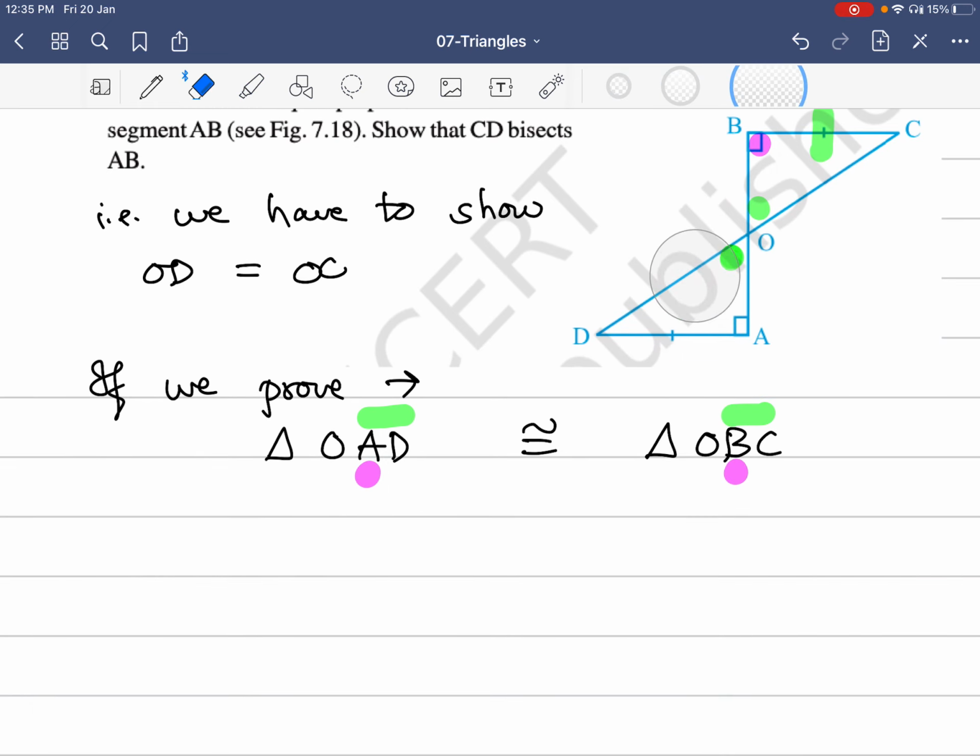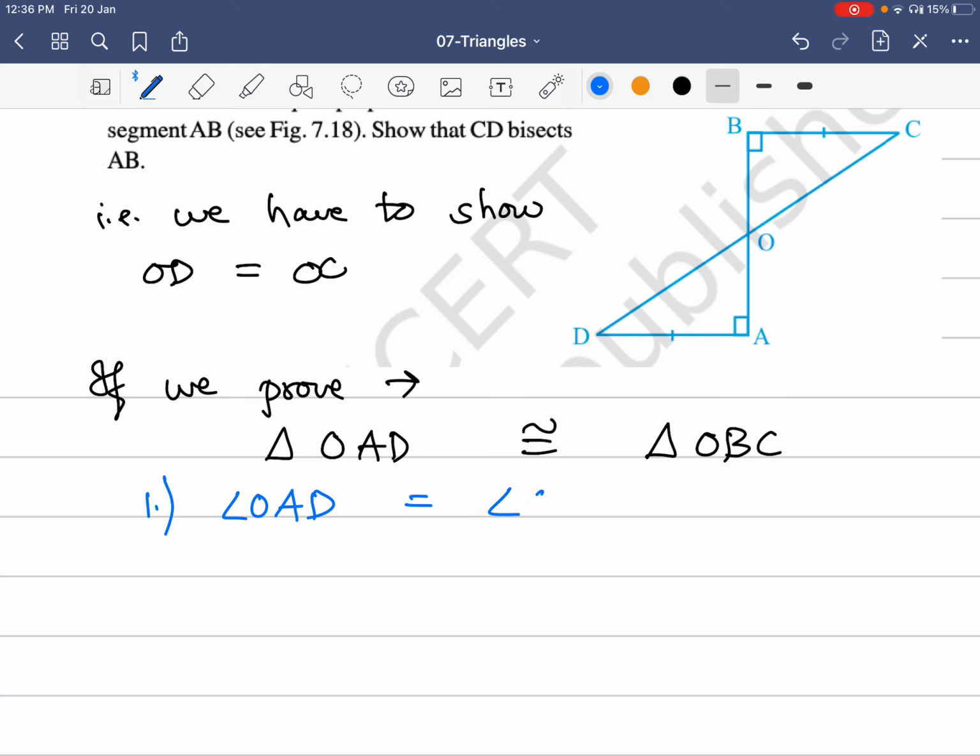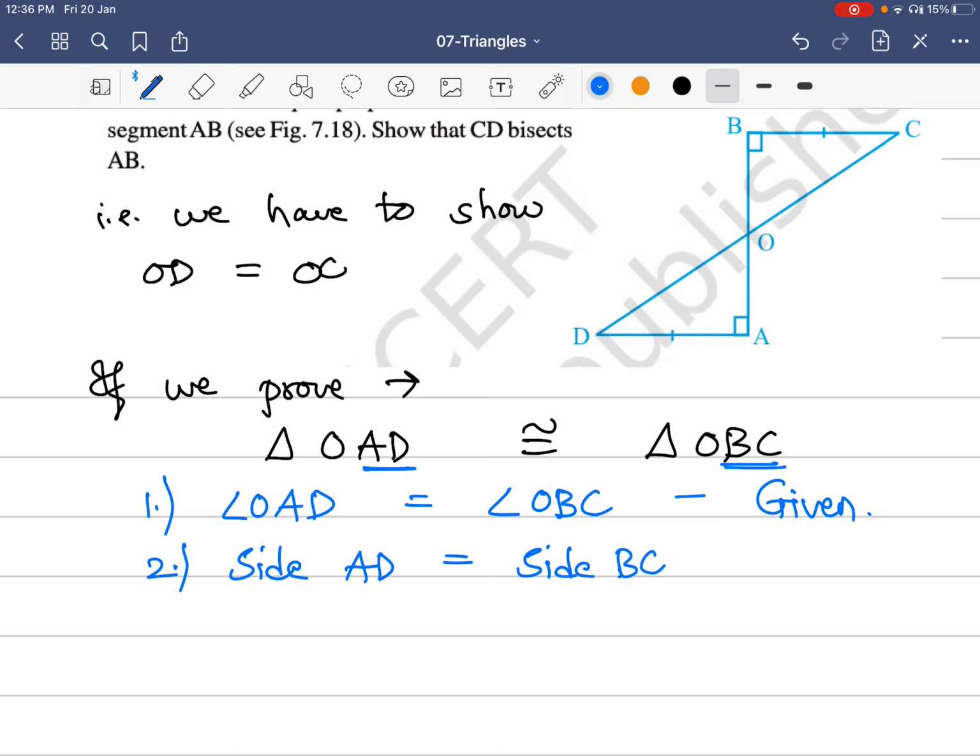Once again, let me get rid of this so that it's easy to proceed. This is going to be our steps of proof. First of all, we will say that angle OAD is equal to angle OBC. Why? Because this is given. They are right angle triangles. Then the second step is side AD is equal to side BC. Again, the order in which we write is very important. This is also given.